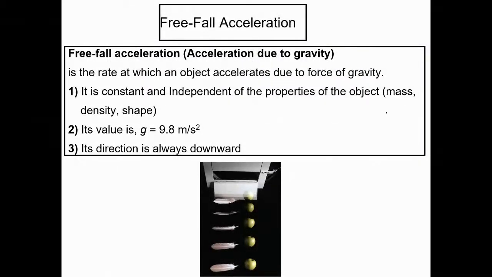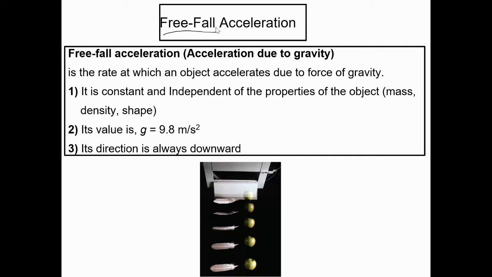Now, this is our last slide regarding the free fall acceleration. What is free fall acceleration? What is the meaning of free fall, brother? Have you ever heard this word free fall? When an object is dropped from a certain height and we leave the object, what will happen? The object will move freely towards the gravity. So when any object is moving freely towards the gravity, that is nothing but free fall acceleration. The free fall acceleration is also called acceleration due to gravity.